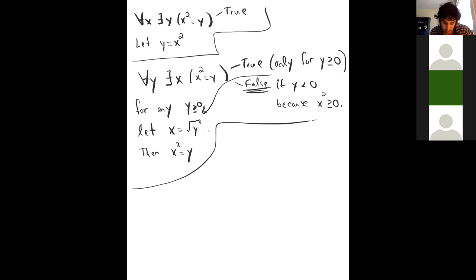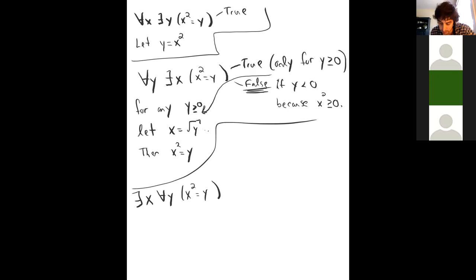The last one was: there exists an x such that for all y, x squared equals y. No, it's a very different thing. The there exists comes first. So this is saying that I can find an x so that no matter what y you give me, x squared equals y. Why is it false? Because there exists means at least one, right? So it's basically saying there is at least one x such that for all y's, x squared equals y.